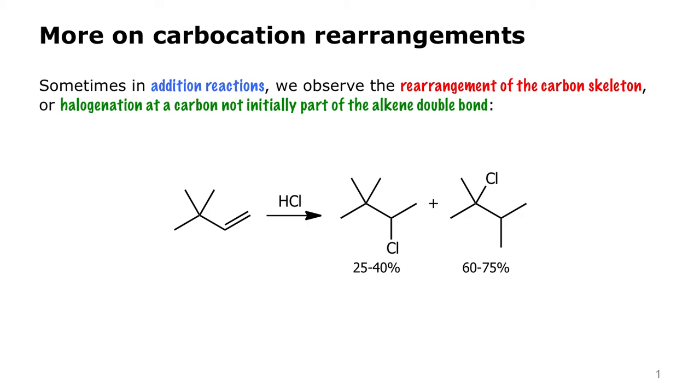If you look at the products, the minor product, notice the percentages here, has the same carbon backbone, 4 carbons, 2 methyl groups here on this carbon, as the starting material. But in the other compound, the carbon backbone is rearranged. You'll notice that we do have the 4 carbons, but we have a methyl group on carbons 2 and 3 in this structure, and it's in fact the major product of the reaction. So how does this come about?